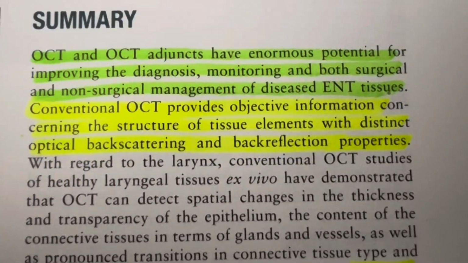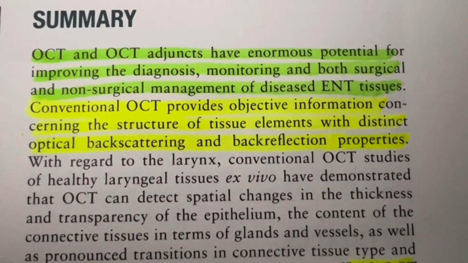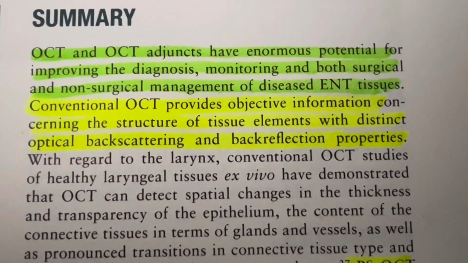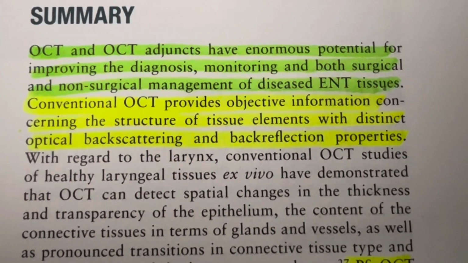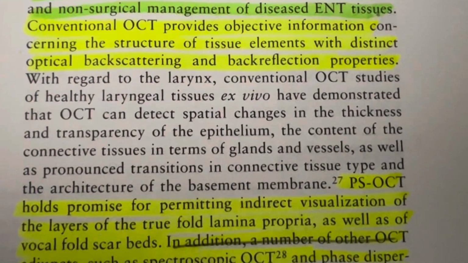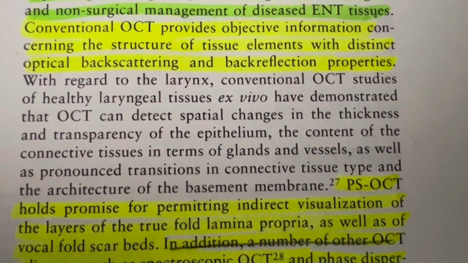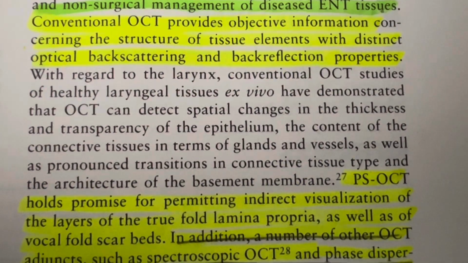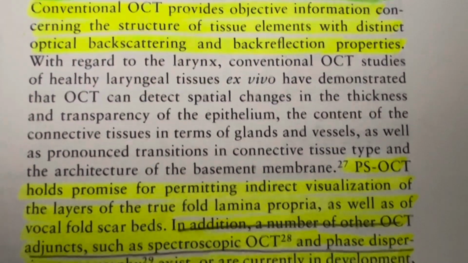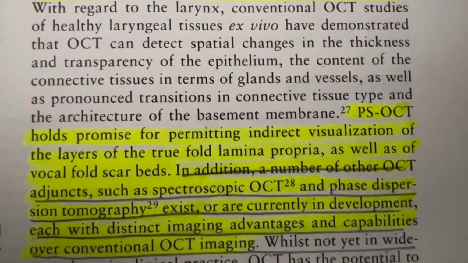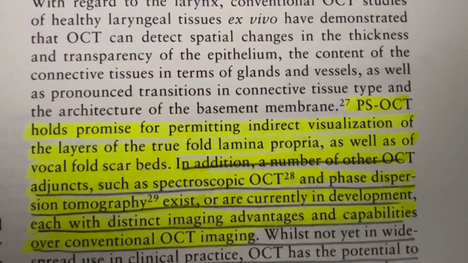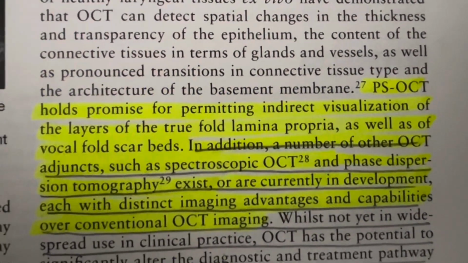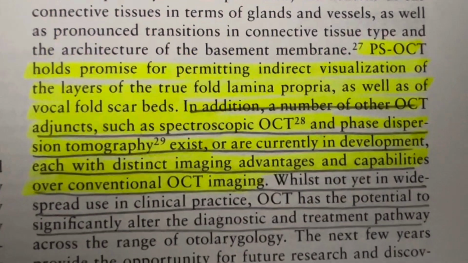In summary, OCT and OCT adjuncts have enormous potential for improving the diagnosis, monitoring, and both surgical and non-surgical management of disease of ENT tissues. Conventional OCT provides objective information concerning the structure of tissue elements with distinct optical backscattering and back reflecting properties. With regard to the larynx, conventional OCT studies of healthy laryngeal tissue ex vivo have demonstrated that OCT can detect spatial changes in thickness and transparency of the epithelium, the content of the connective tissue in terms of glands and vessels, as well as the transition of connective tissue type and the architecture of the basement membrane.